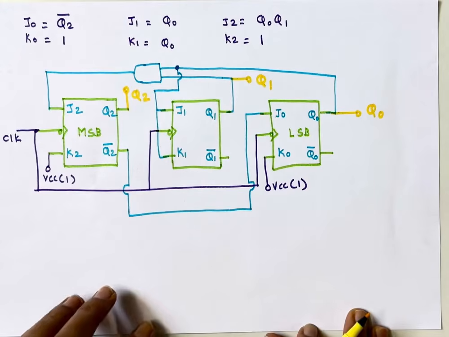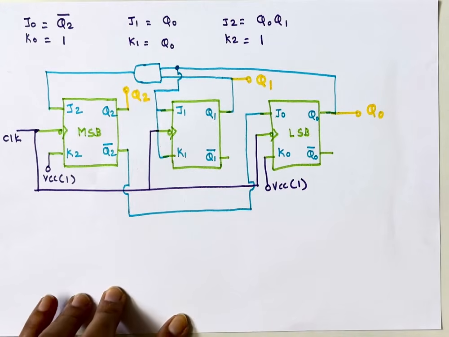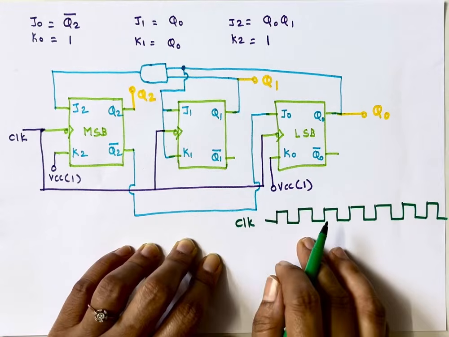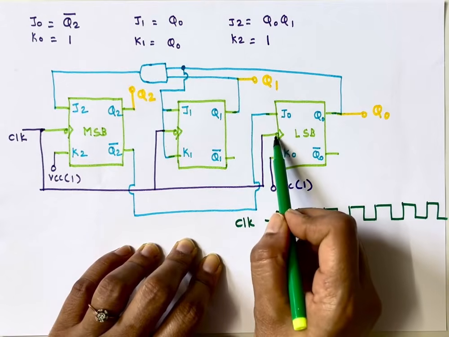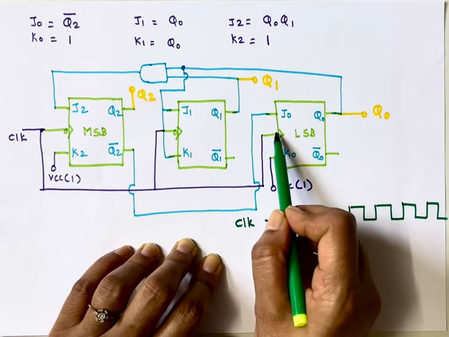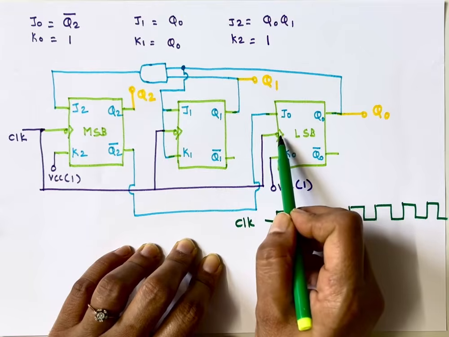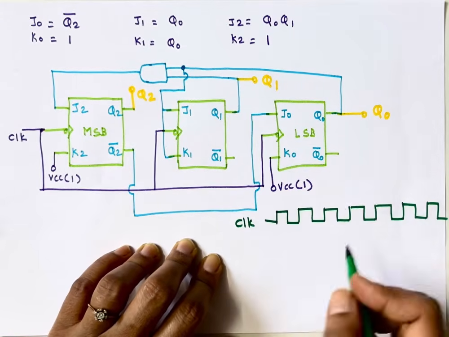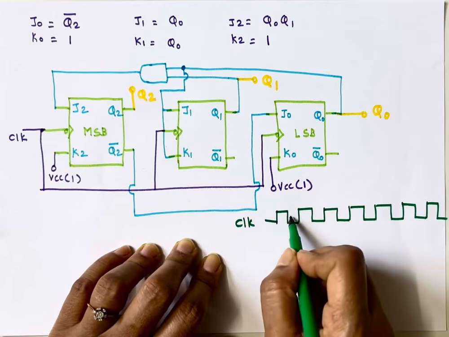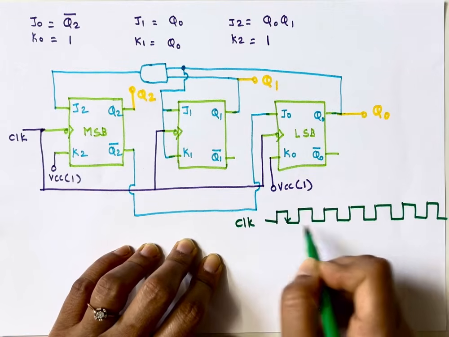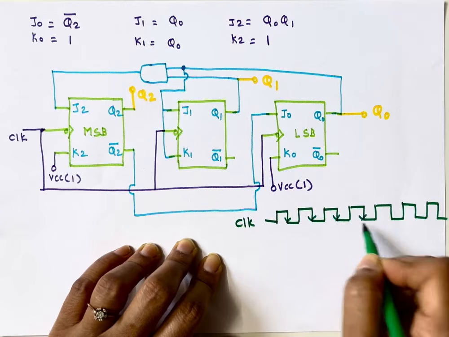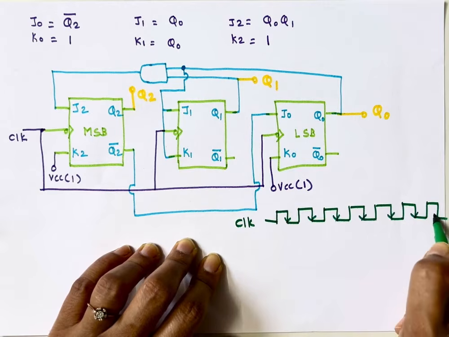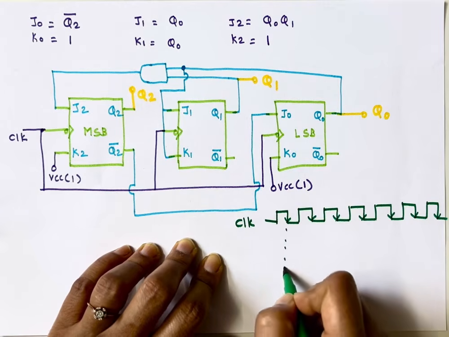Now the next step is to draw the timing diagram. This is my clock input. Here I have shown the negative edge of the clock. The bubble indicates negative, the arrow indicates edge. You can use the positive edge also and you will get the same output. Negative edge means falling edge, where the transition is from 1 to 0. So my output will change at these instances.